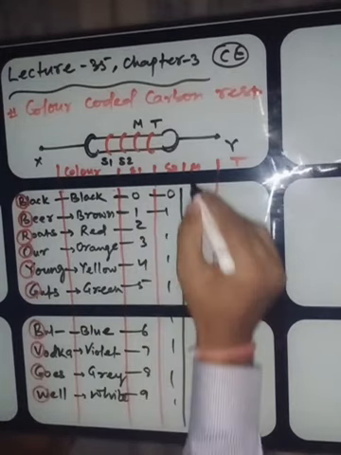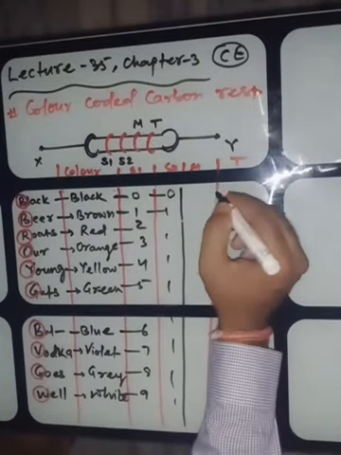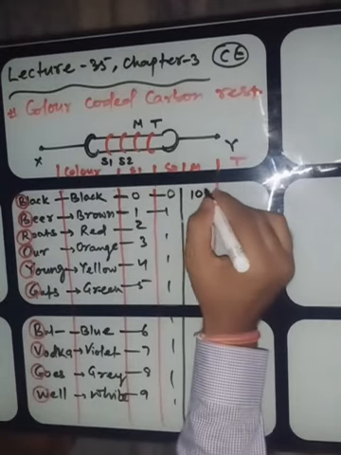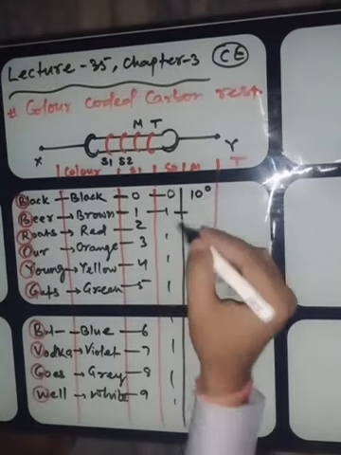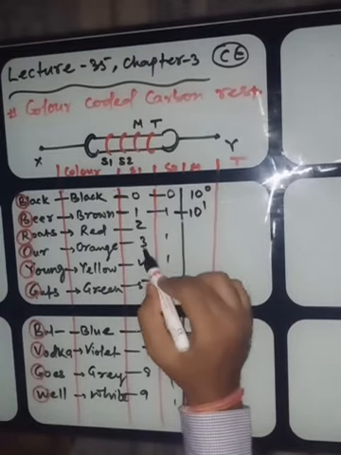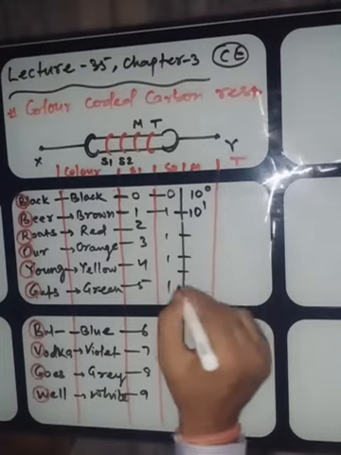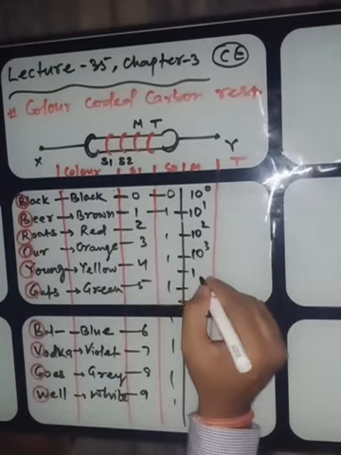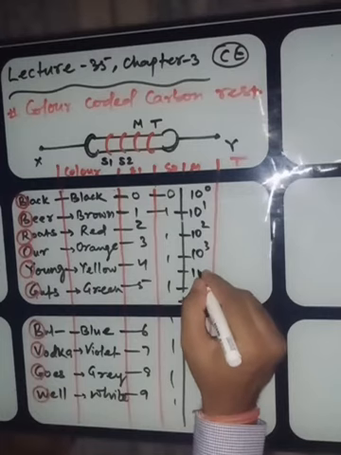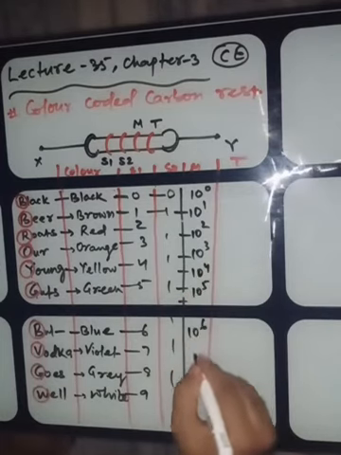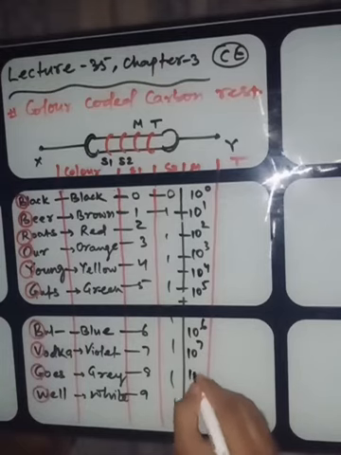Okay. Now multiplier. For the multiplier you will use 10 to the power 0. You just have to put 10 to the power 1, 10 power 2, 10 power 3, 10 power 4, 10 power 5, 10 power 6, 10 power 7, 10 to the power 8, 10 to the power 9.